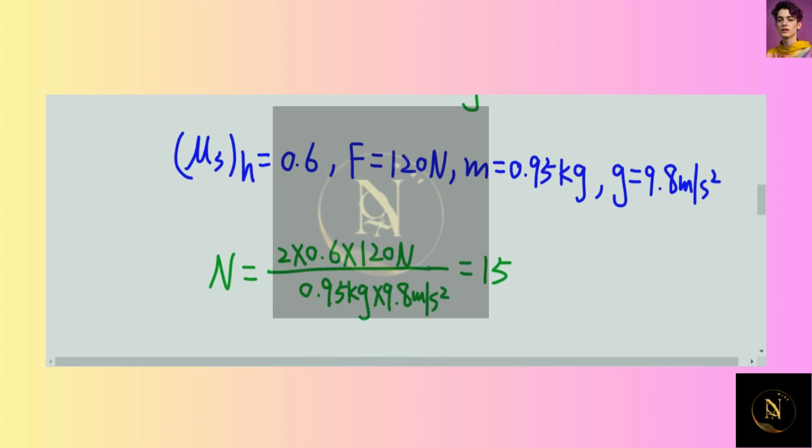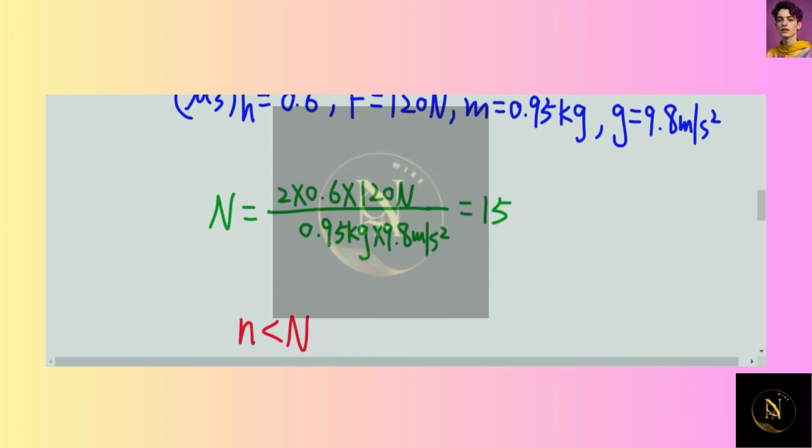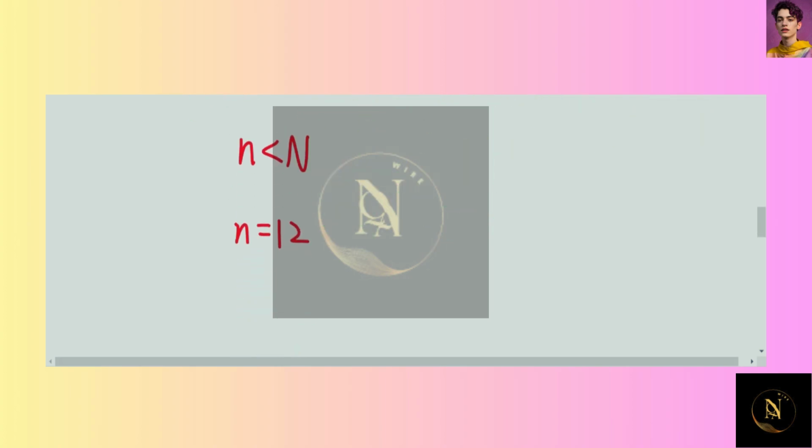So since the lowercase n is less than the capital N here, so we have 12 is less than 15. Therefore, the maximum number of books that can be supported between the hands should be 12. Okay? And this is the answer for this question.